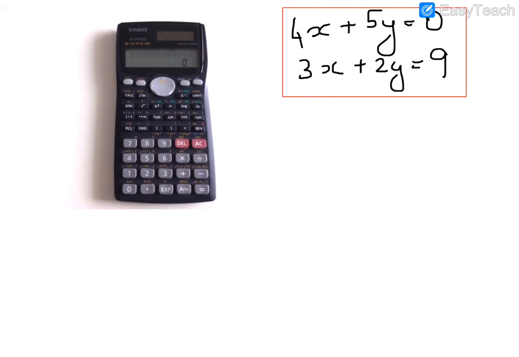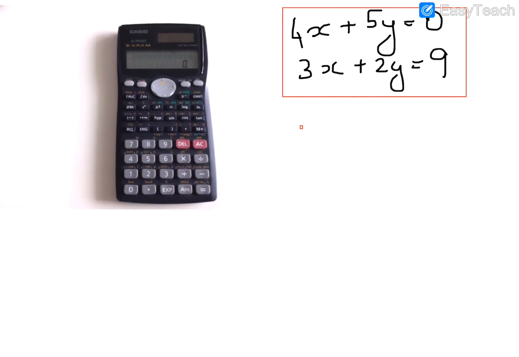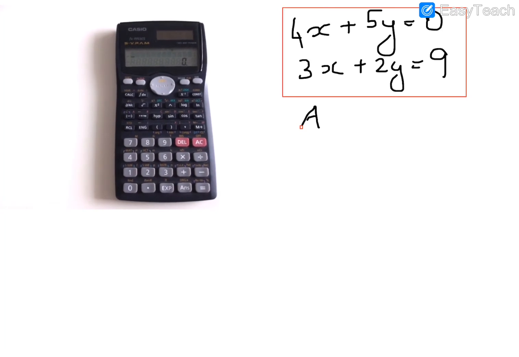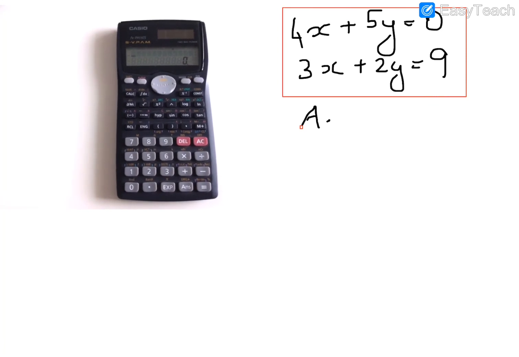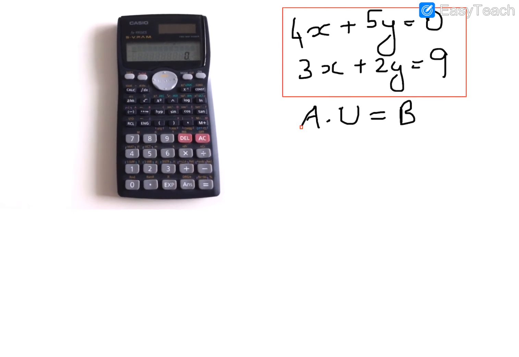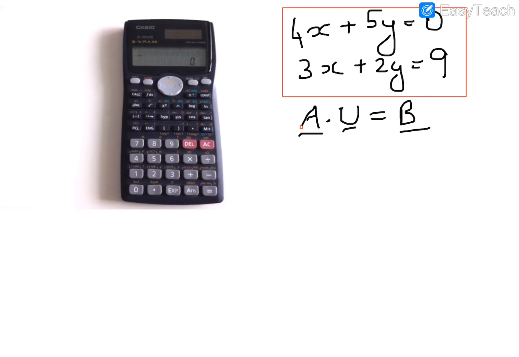So we form two equations of the form. So this is going to be of the nature coefficient matrix A times the unknown matrix U is equal to the right hand side, which is 0 and 9, which is called the B matrix. So here we're going to define what are these matrices.